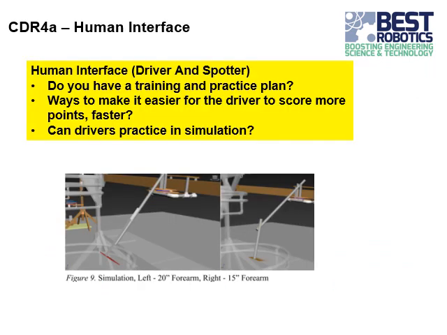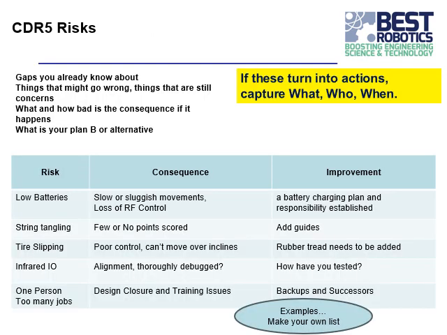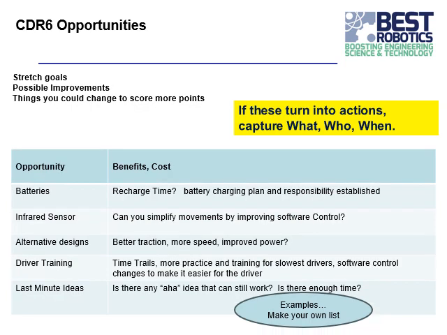And that really important human interface as well. Don't forget your driver and spotter. What are you doing with training? How can you make it easier for the driver? How can you practice? Again, we're looking at an update to risks. Talk about what you're concerned about now. And here are some examples. Again, make it your own. And make sure you've got actions to be able to reduce your risks. And the final template, opportunities, again, this is just an update. How do you make good?